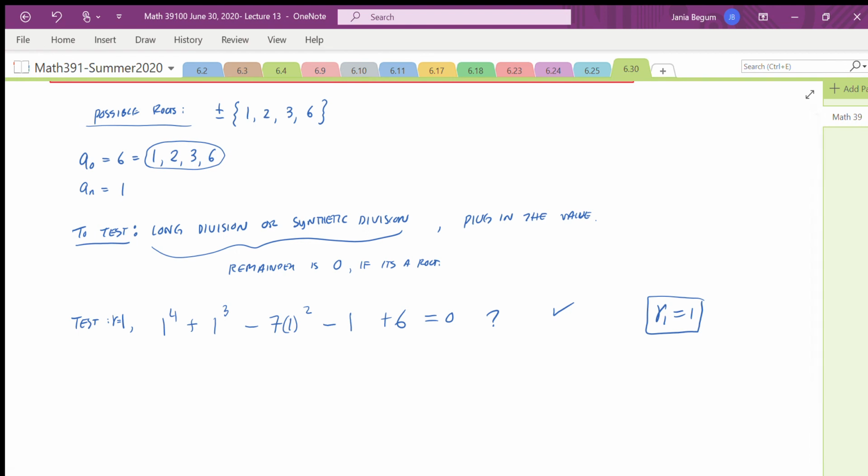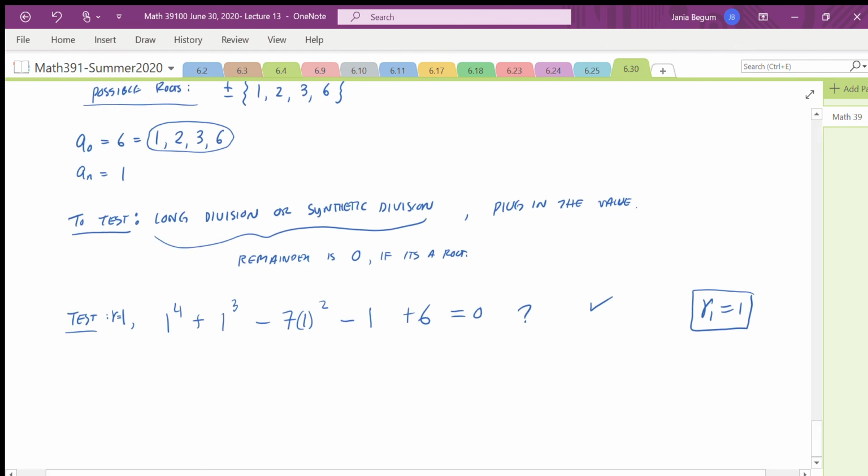You can do this for the remaining roots, checking and plugging in, but I'm not going to do any more plugging in. I'm going to do synthetic division, so that you get to see an alternative method if you don't want to plug in. Let me show you how synthetic division works.